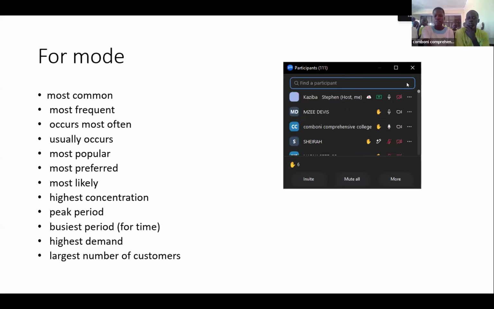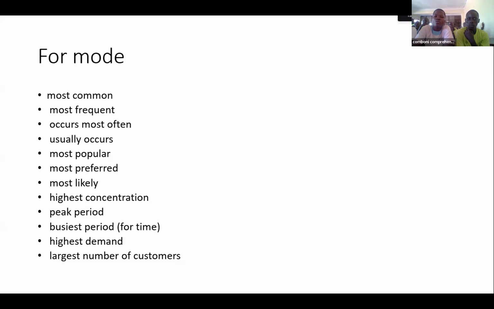Okay, sir. Good evening. I want you to help us in that part of bimodal. Are we going to consider the two modes as the mode, or are we going to add and divide by 2? You'll consider both. You write 2 of them. Okay. Thank you, sir.